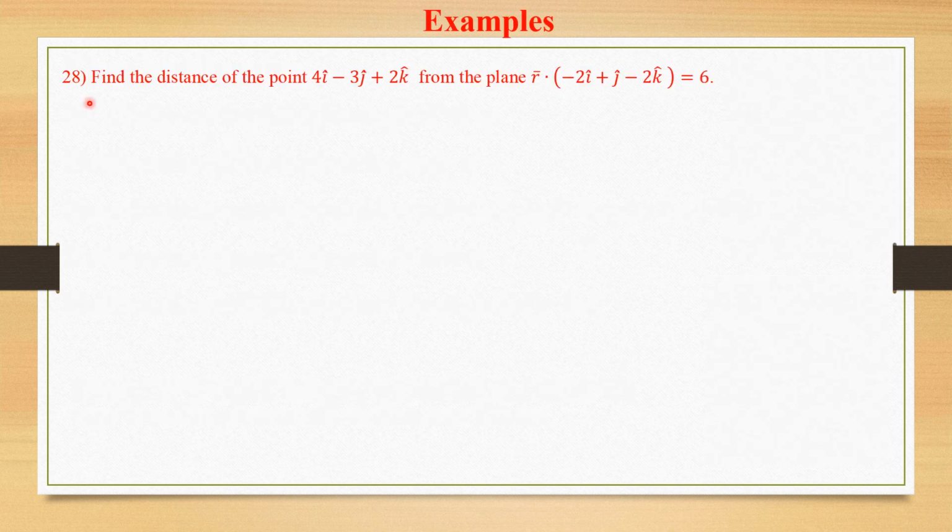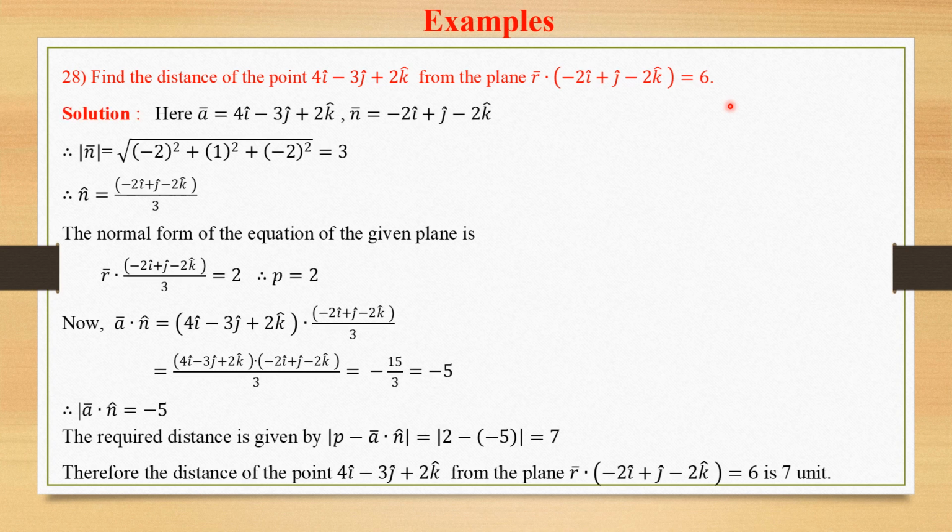Examples. Example number 28. Find the distance of the point 4i minus 3j plus 2k from the plane r bar dot minus 2i plus j minus 2k equal to 6. Solution: here the point is A vector 4i minus 3j plus 2k. Here is the plane, a normal to the plane. Here the normal vector is n bar is minus 2i plus j minus 2k.